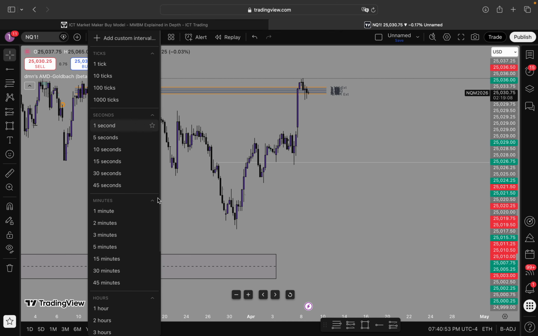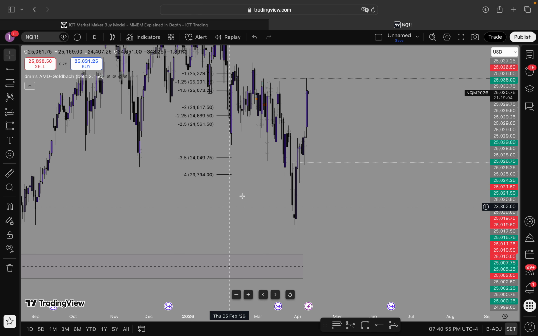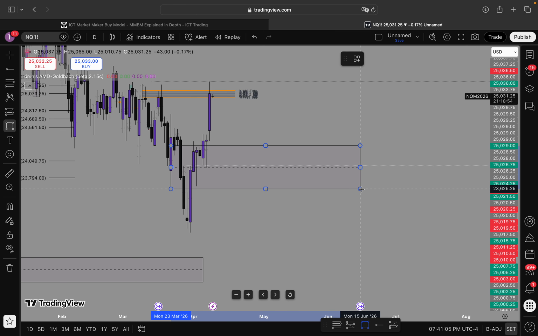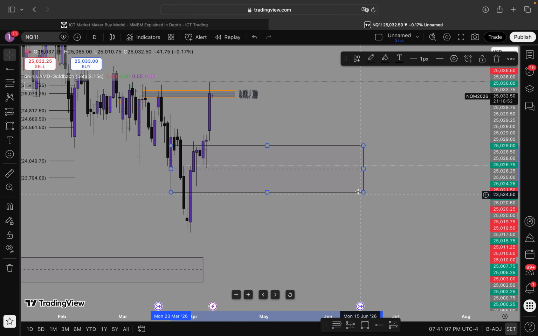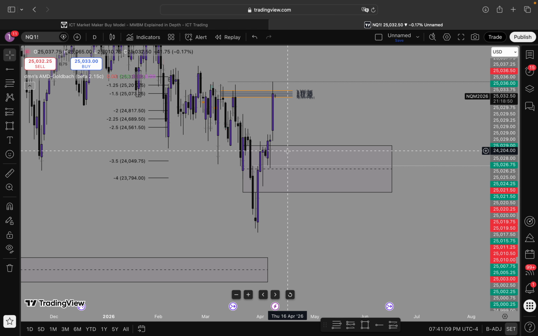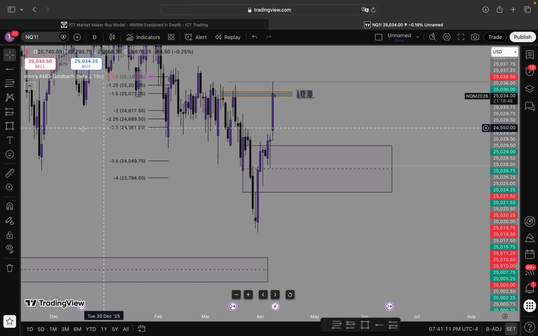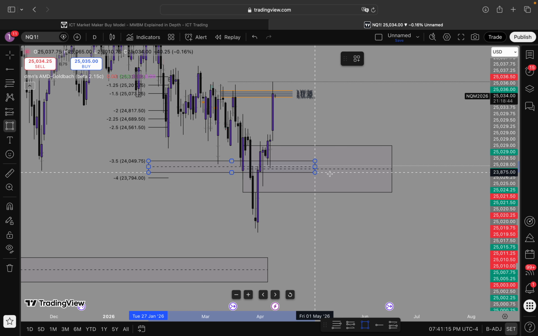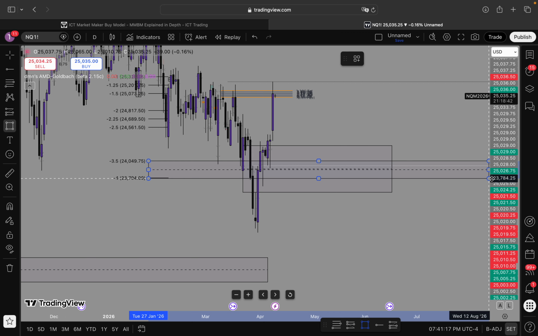Now, if we look on the daily, this is how you could have got your buys for the week. On Monday, we inverse this daily fair value gap, so now it's a daily inverse fair value gap. And we always want to look for precision. This is something you want to see too if you're going to start mapping out your trades just like me.